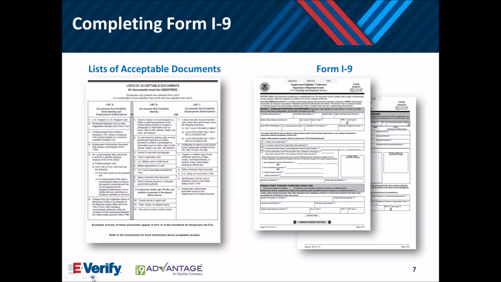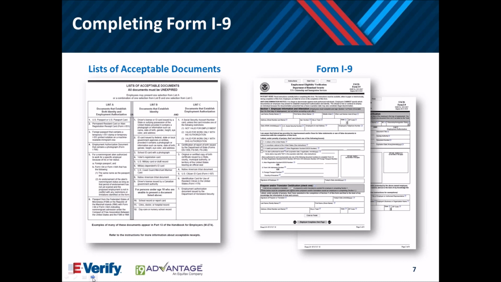All right, so to take a little bit closer look here at the list of acceptable documents, which is what you see on the left, and then on the right are sections 1 and 2 of that Form I-9. So let's start talking here a little bit about that list of acceptable documents. This list must be made available to each new hire. And then from this list, your employee can choose which List A document or combination of B and C documents they wish to provide to you to prove their identity and their employment authorization.